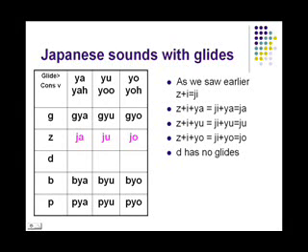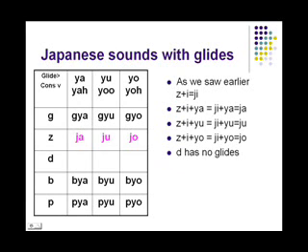D doesn't have any glides. That's because Z plus I and D plus I both are pronounced ji. So once the sound is spelled as ji and both are the same, the glides will not have any different sound, and hence you don't need a second set of pseudo sounds. So that's why D doesn't have any glide.